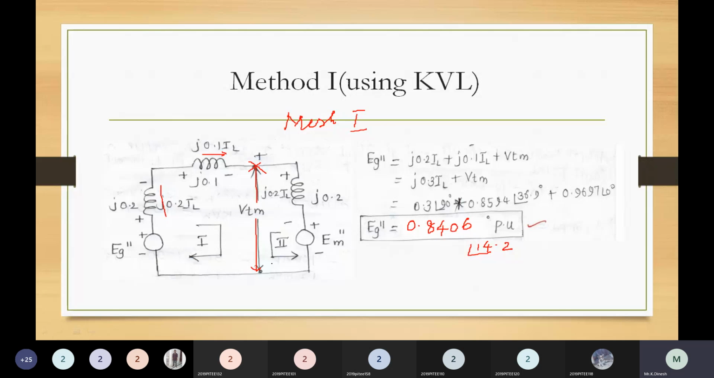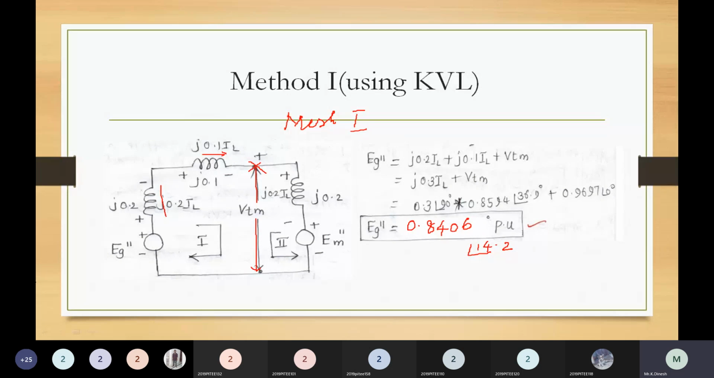In the first method, I am using Kirchhoff's voltage law. The unknown voltages we can easily find out with the help of Kirchhoff's voltage law. What is Kirchhoff's voltage law? The algebraic sum of voltages around a closed path is 0. So here we have two meshes. How can I say it is two meshes?